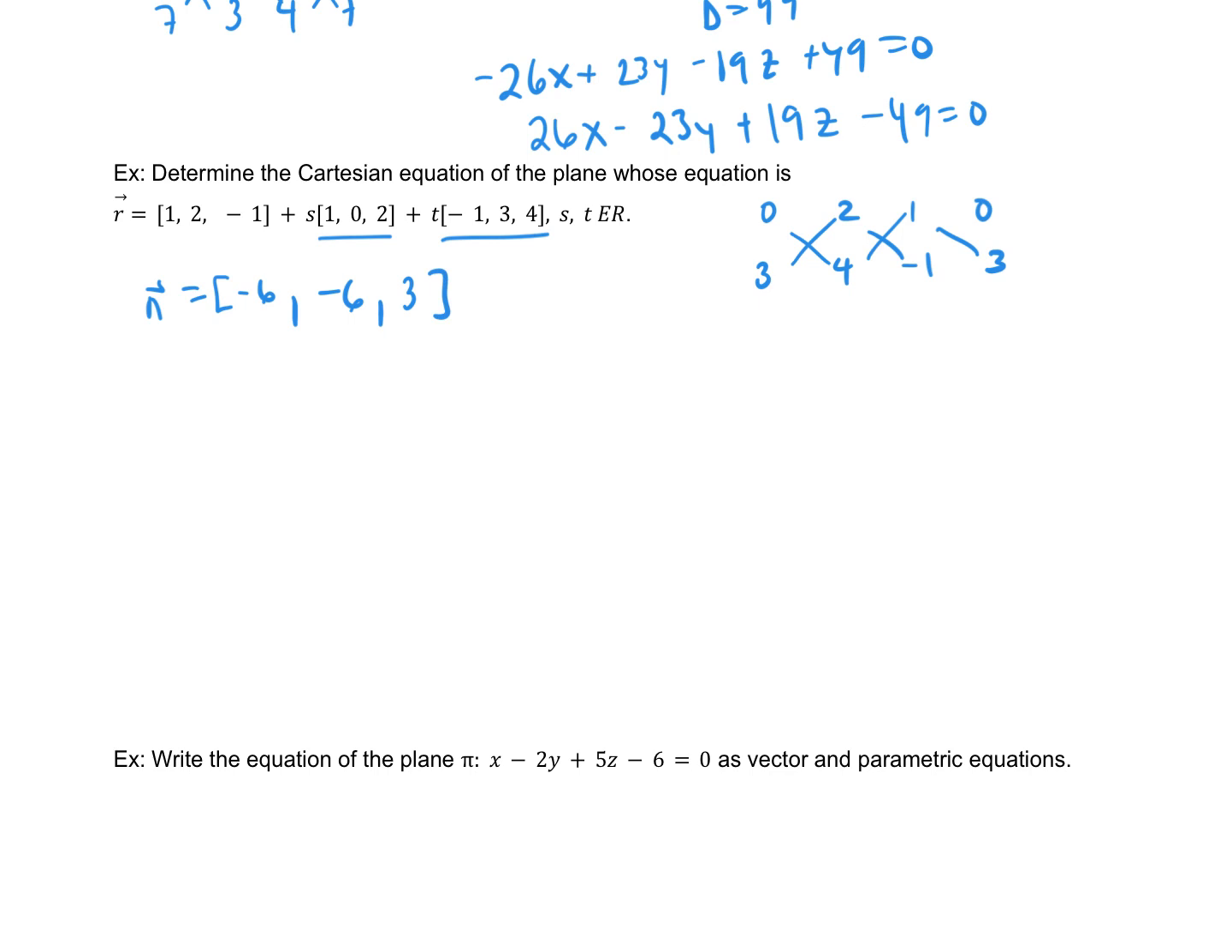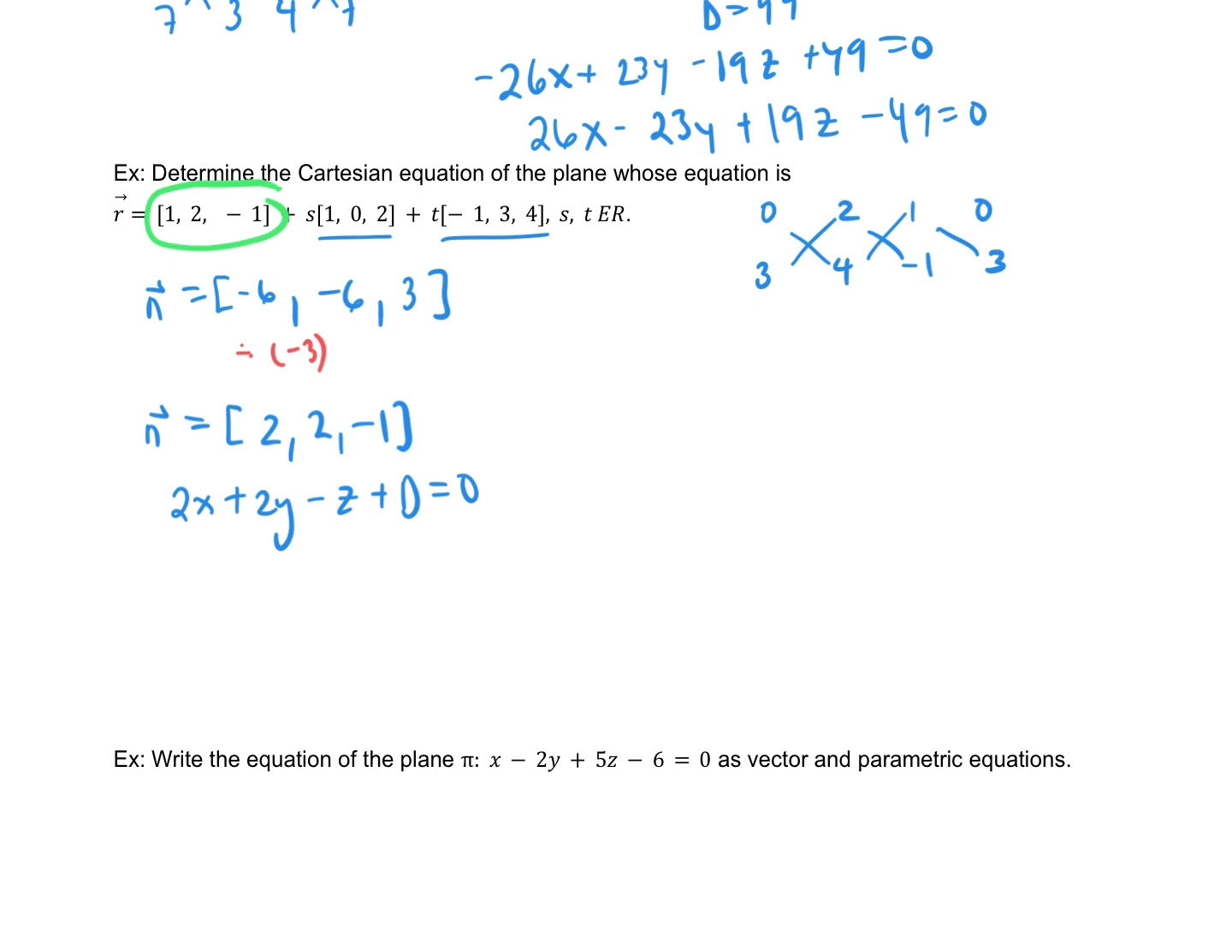There's my normal. Now I can use that, but I think I'm going to divide everything by negative 3 to simplify my numbers. And my normal can also be 2, 2, negative 1. And that's what I'm going to use for my Cartesian equation. So 2x plus 2y minus z plus d equals 0. And now I need a point to plug in, and luckily we have that.